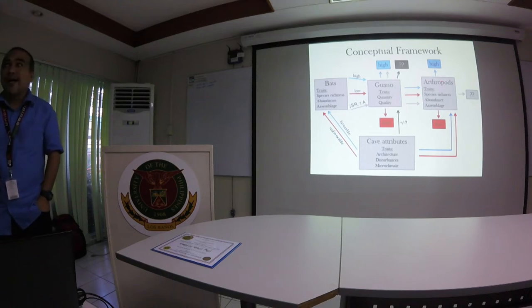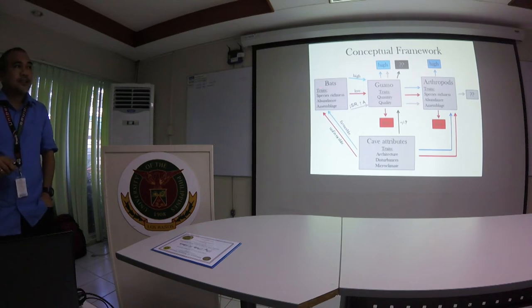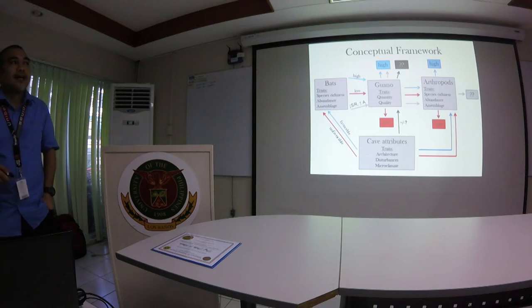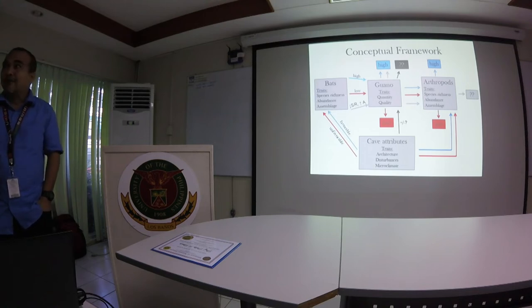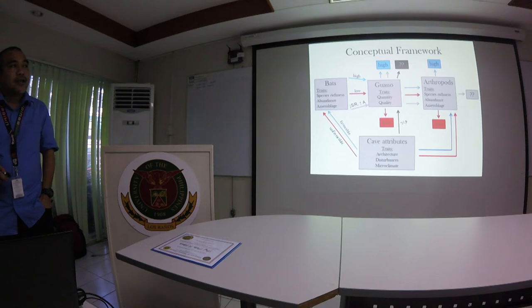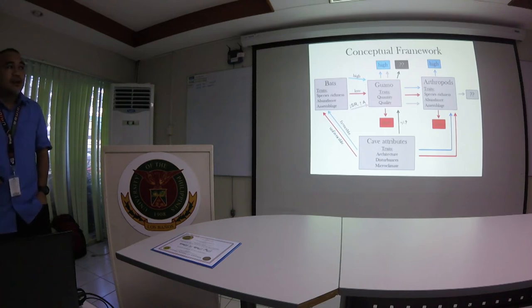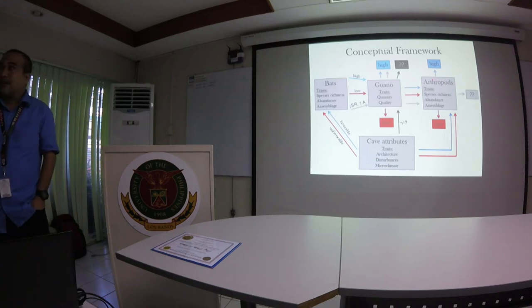Arthropods have similar traits to bats. So when you have high species richness or high values of these traits, you also have correspondingly high traits of the guano, and consequently high arthropod species richness, abundance, and assemblage. For low, you would have low guano content and low arthropod species richness. But for those with low species richness and high abundance, designated here by gray, it can have high quantity and quality of guano. On the other hand, we don't know what the effect will be on the arthropods.